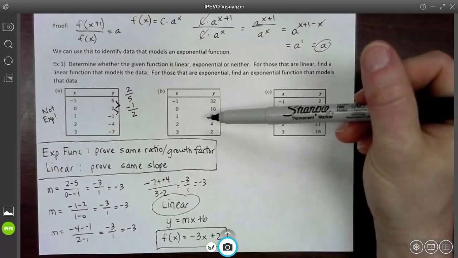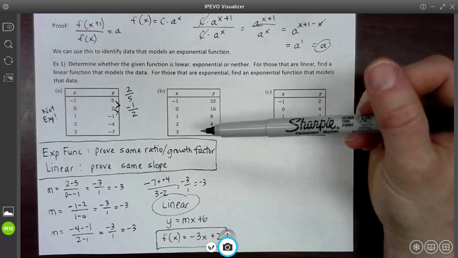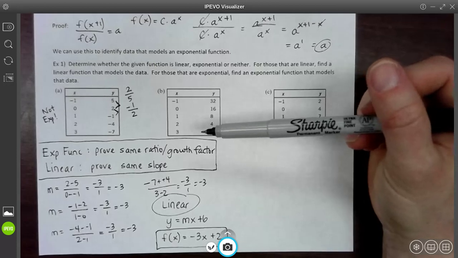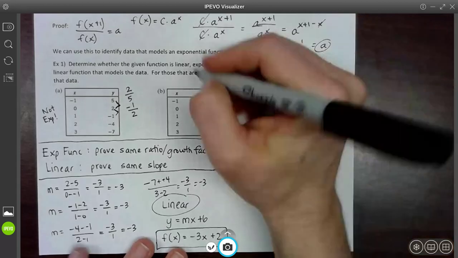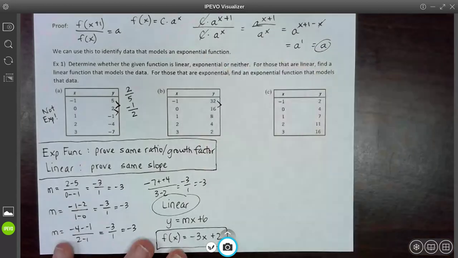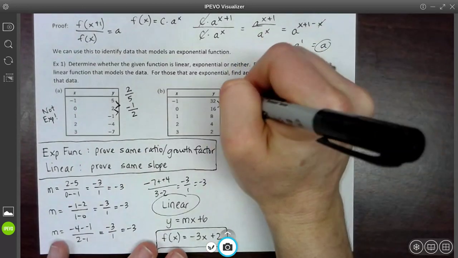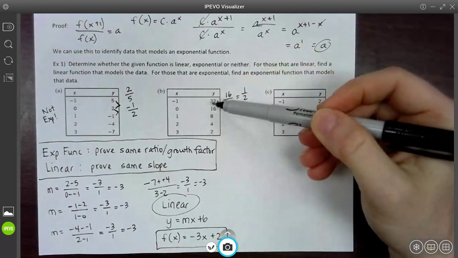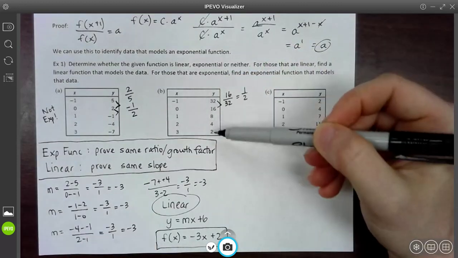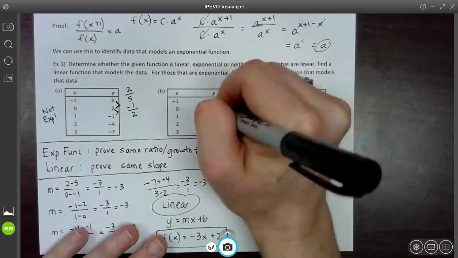Let's look at another set of data. Is this box showing us exponential, or is it showing us linear, or is it showing us nothing? All right, let's go. Again, our outputs are consecutive, so let's grab them. What it became over what it was, 16 over 32 reduces to 1/2. So if I can prove that there is the same growth factor, the same ratio between outputs, I can prove this is exponential data. All right, let's grab the next 2.